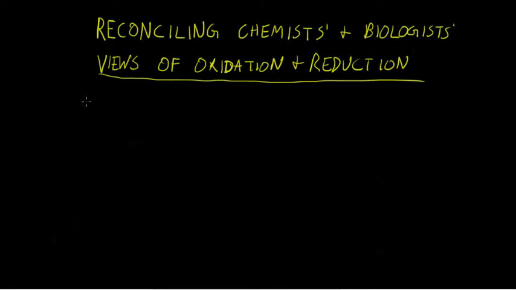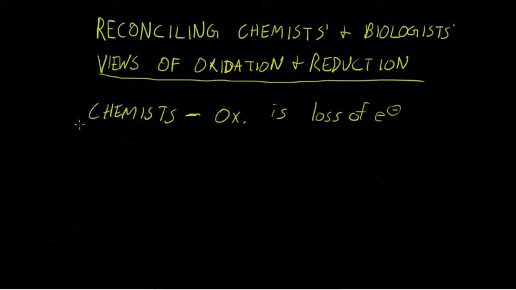So chemists think that oxidation is a loss of electrons. Just write that here. For chemists, oxidation is loss of electrons. But biologists actually think it's a gain in hydrogen.